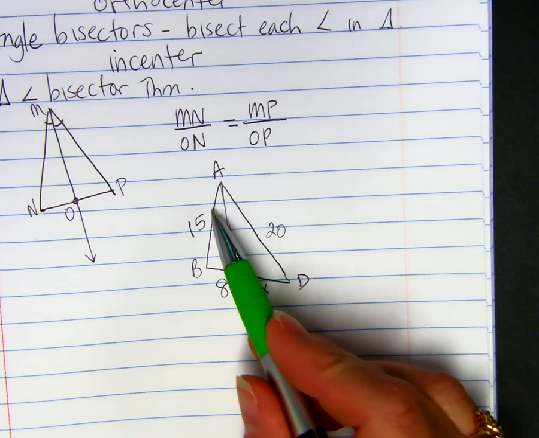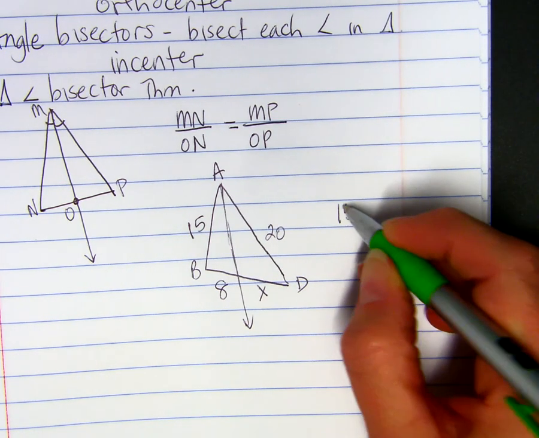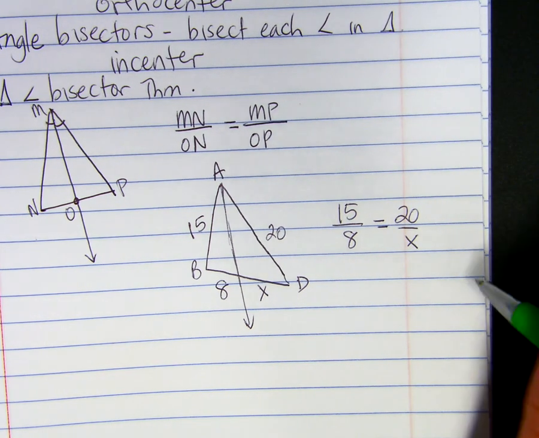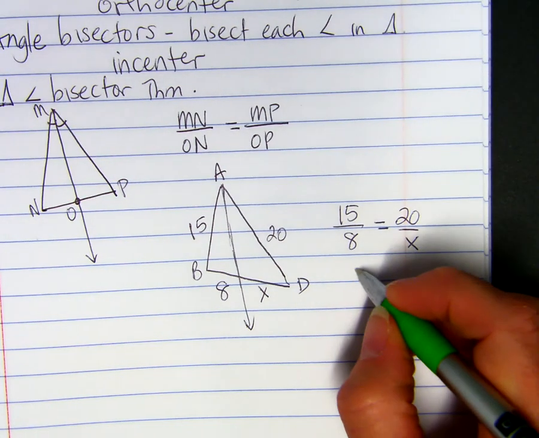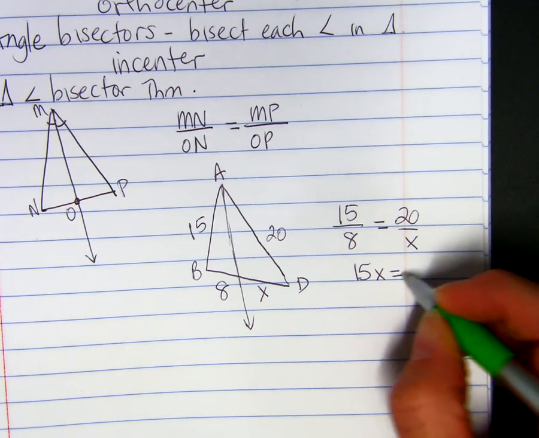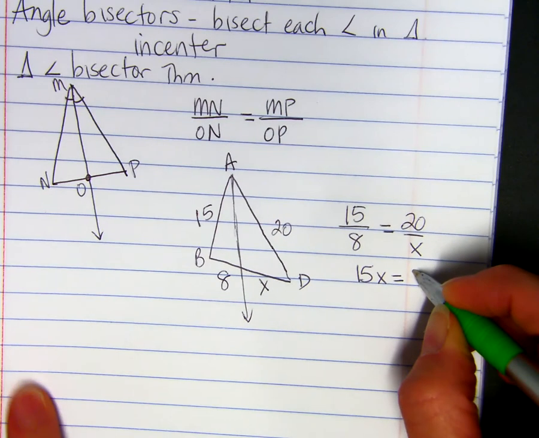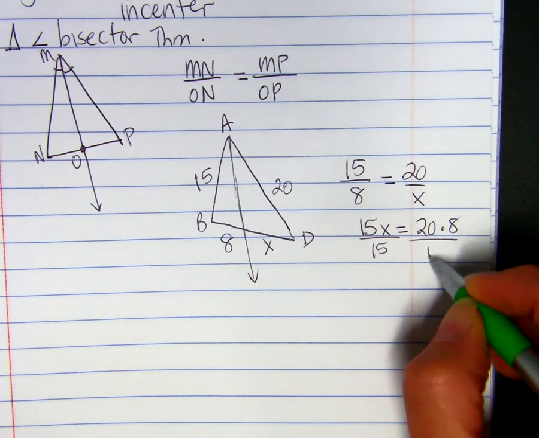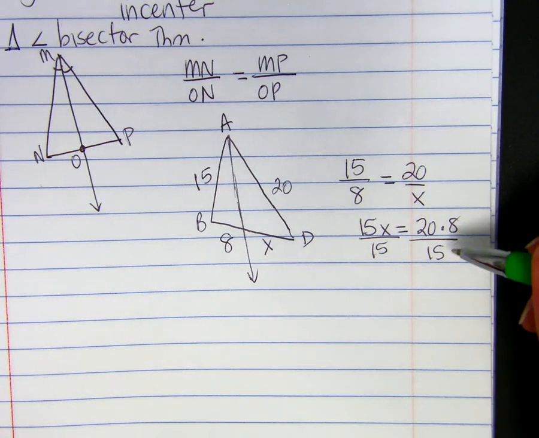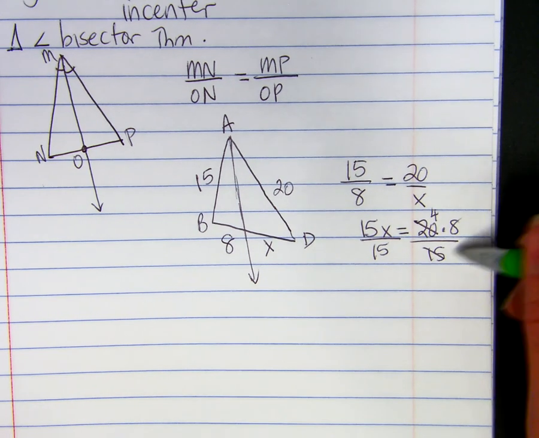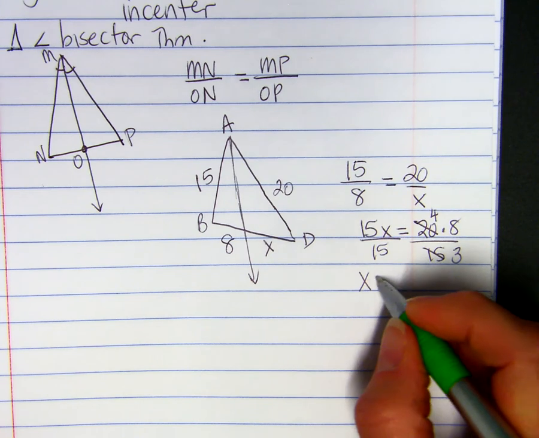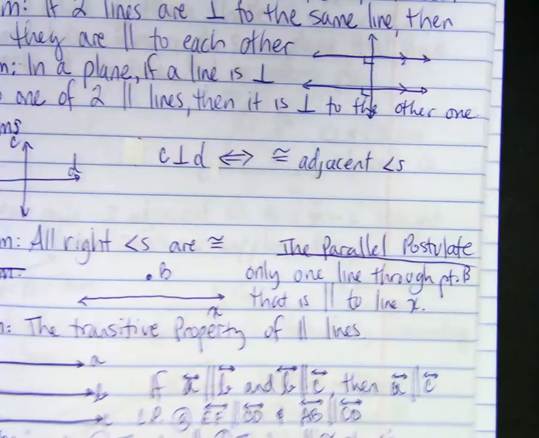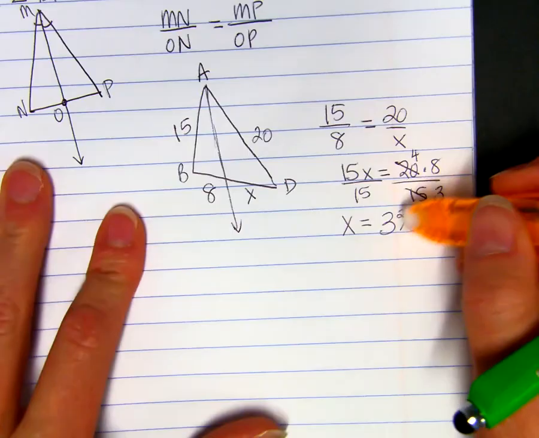We can write a proportion. 15 over 8 will equal 20 divided by X. Then to find X, we can cross multiply. 15X equals, how about I just do 20 times 8, that'll be easier. Divide by 15, then I can cancel these, make that 4, make that 3. So 32 thirds, which is 10 and 2/3. So x would be 10 and 2/3.